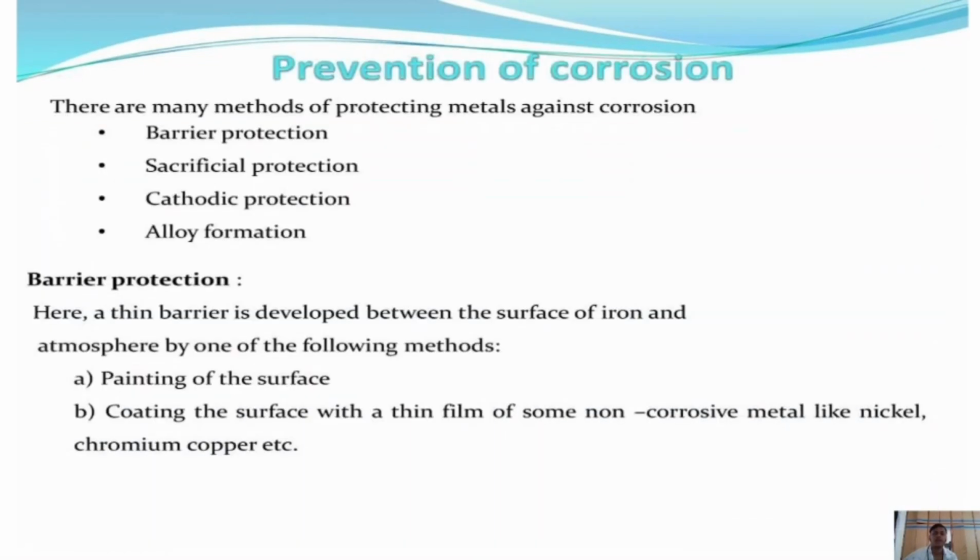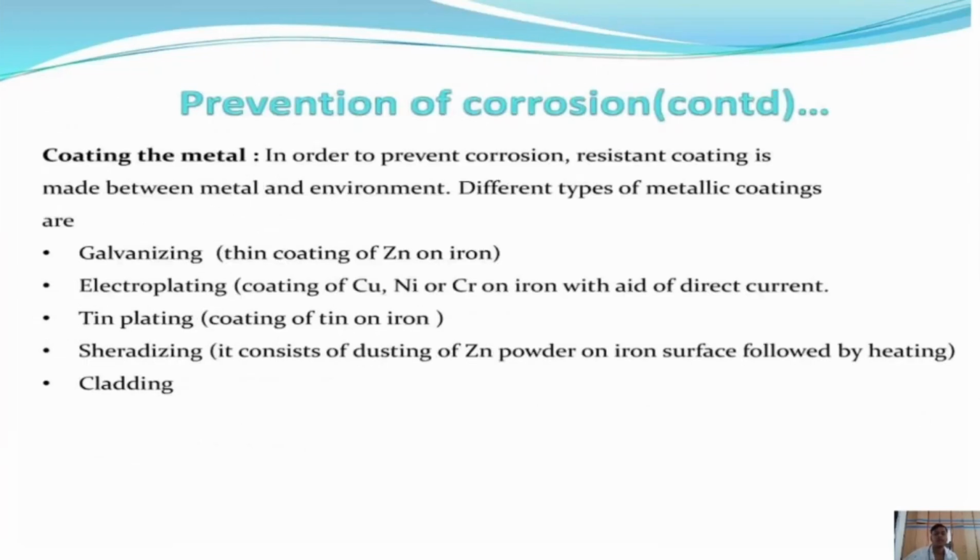Prevention of corrosion. There are many methods of protecting metals against corrosion: barrier protection, sacrificial protection, cathodic protection, alloy formation. Barrier protection: here, a thin barrier is developed between the surface of iron and the atmosphere by one of the following methods: painting of the surface, or coating of the surface with a thin film of some non-corrosive metals like nickel, chromium and copper, etc.